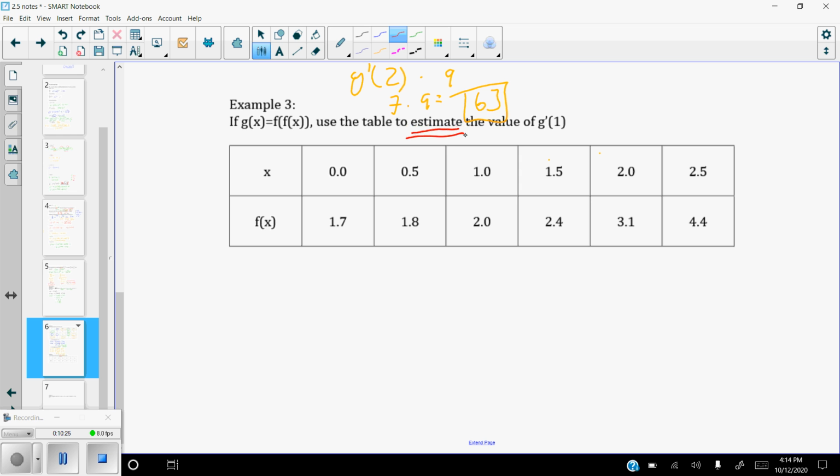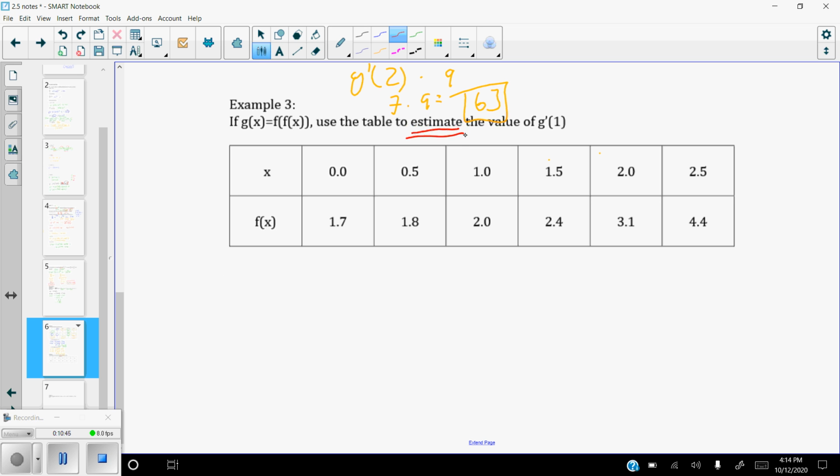And when you are asked to estimate the derivative, typically you are talking about some kind of an average derivative or average rate of change. Average rate of change meaning some kind of a slope, probably y2 minus y1 over x2 minus x1. So let's see what we've got.